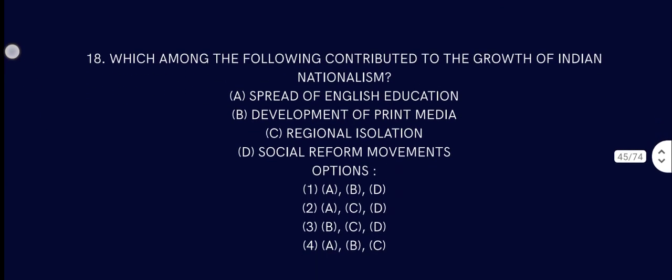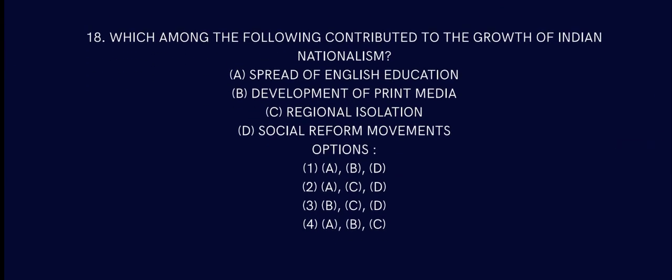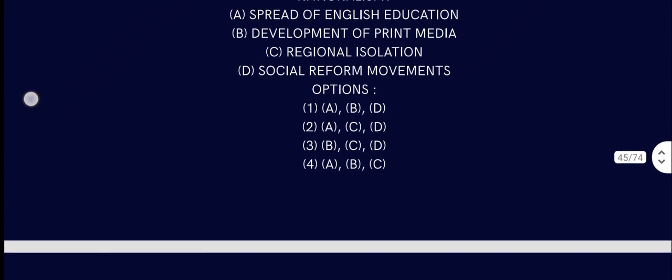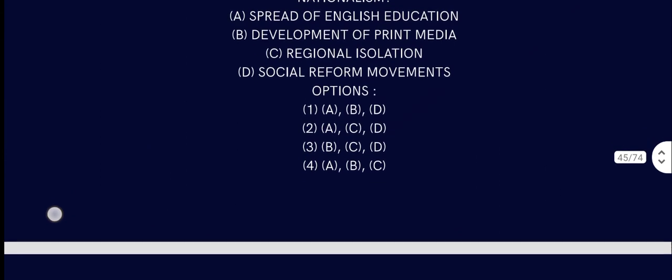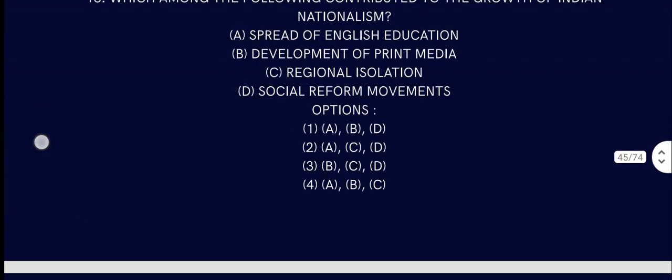Question number 18. Which among the following contributed to the growth of Indian nationalism? Spread of English education, development of print media, regional isolation or social reform movements? So regional isolation is not something that contributed to the growth of Indian nationalism. So the answer is A, B and D. If you remove C, you get your answer.